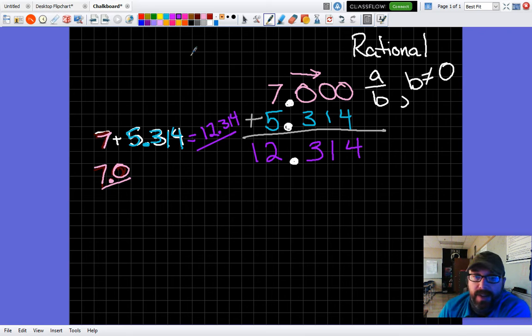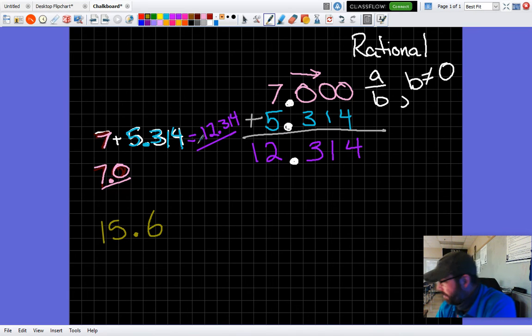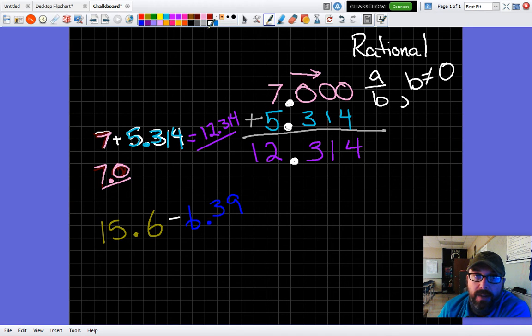Now look at another example, our subtraction example. They've given us the equation 15.6 or 15 and 6/10, minus 6 and 39 hundredths. Neatness matters.